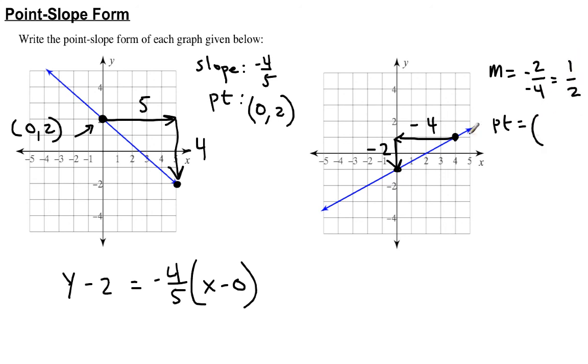And then a point that it goes through, let's use this point right here. Okay, that's the point 0, -1. Okay, so when we write out our equation, we're going to get y minus -1 is equal to the slope 1/2 times x minus 0.